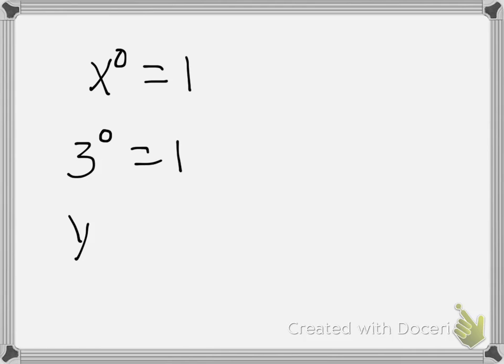Now, if we have anything to the 0 power, we've talked about this in the past, anything to the 0 power is 1, and it still stays the same way. So if we had x to the 0 power, it's 1. It's not x to the first, it's just 1. So any type of letter, any type of number, so 3 to the 0 power is 1. y to the 0 power is 1. And so those are the two different rules we're going to talk about with exponents.